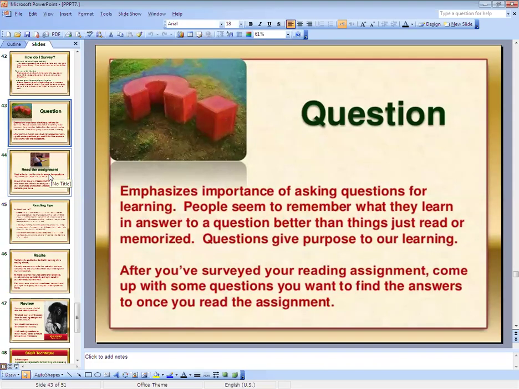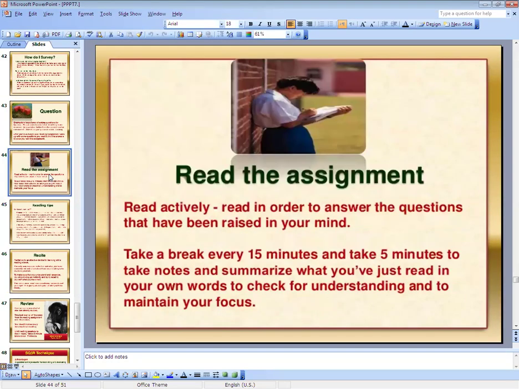So after you have surveyed your reading assignment, come up with some questions. You want to find the answer to it. Once you have gone through the reading assignment, then read the assignment. So here do active reading, critical reading. Read actively, read in order to answer the questions that have been raised in your mind.